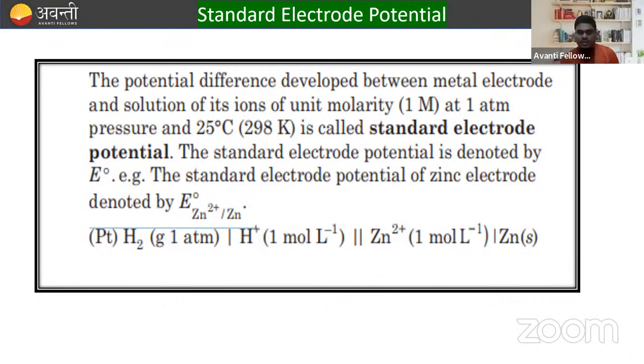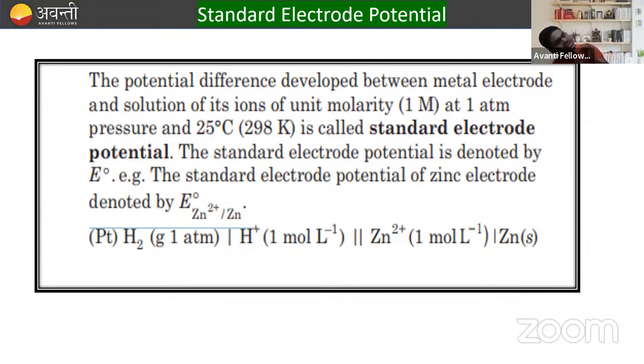Now, the standard electrode potential. The potential difference developed between the metal electrode and a solution of its ion of unit molarity, that is a 1 molar solution, at 1 atm pressure and 25 degrees Celsius, or 298 Kelvin, is called standard electrode potential. The standard electrode potential is denoted by E naught, for example E naught of Zn2+/Zn for the zinc electrode. Likewise Pt, H2 (1 atm) | H+ (1 molar), or zinc having concentration 1 mole per liter.